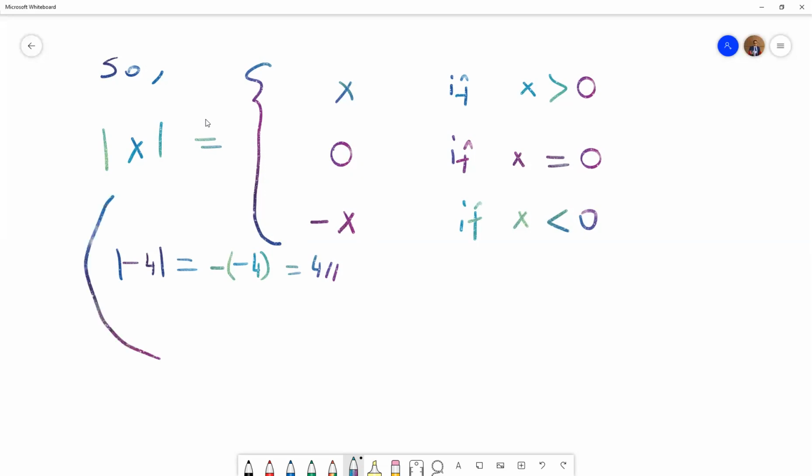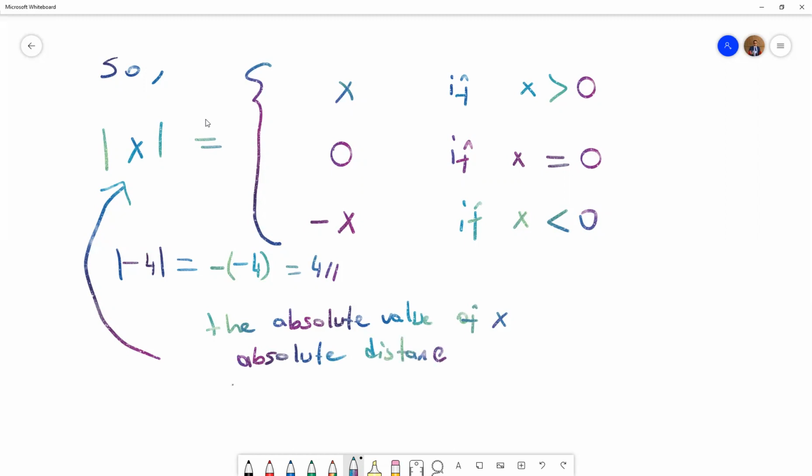So how can we define this one? How can we say this one? The absolute value of x, or absolute distance, or here we see, the distance of x from 0.